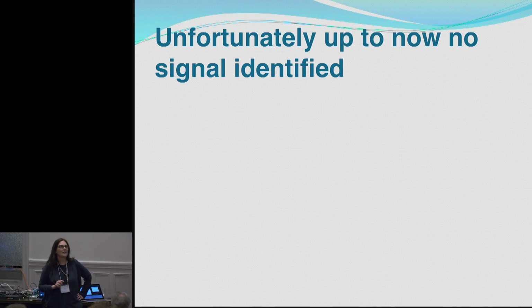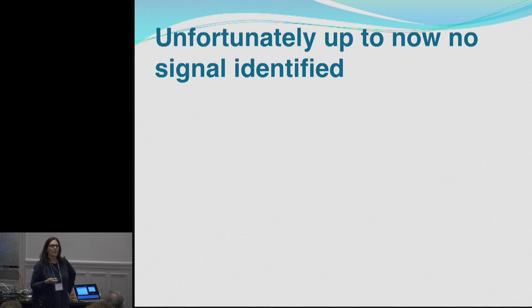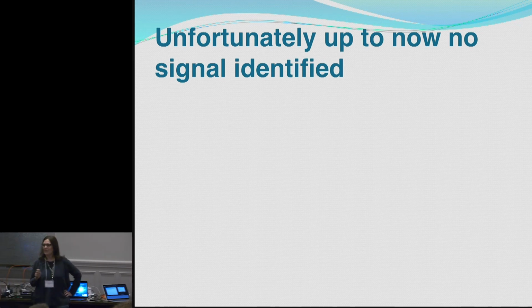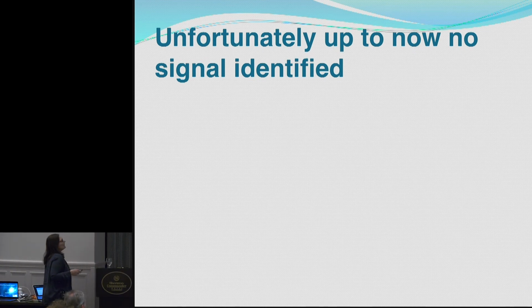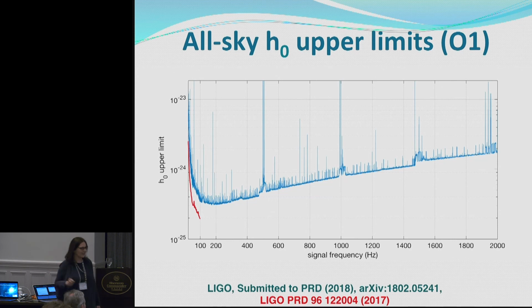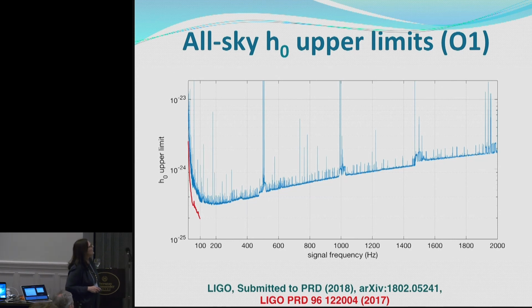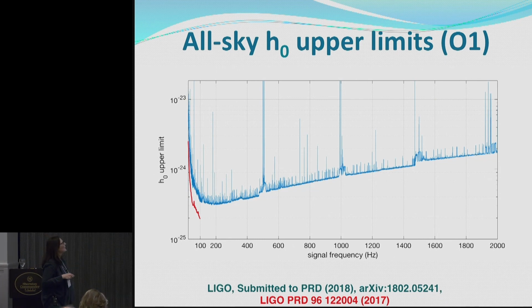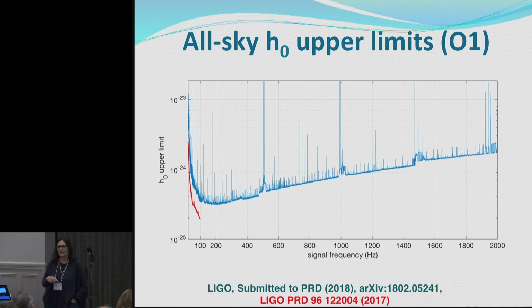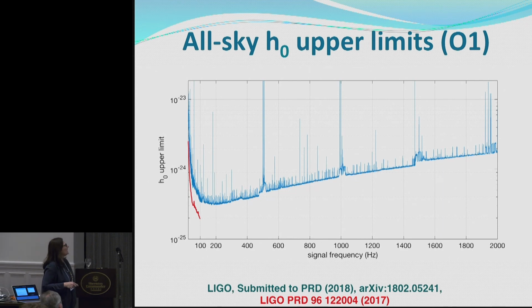It would be an interesting question to ask, would we be able to actually claim a confident detection just after one of these hierarchies? But I'm not going to answer this now. So we haven't seen anything so far. And so what we do typically is we set upper limits as a function of frequency on the gravitational wave amplitude.